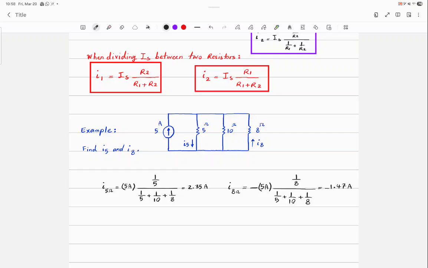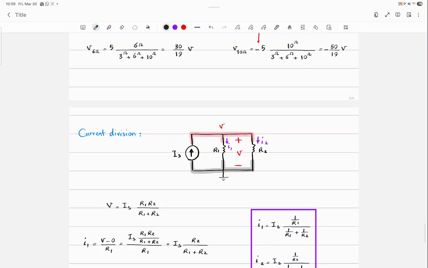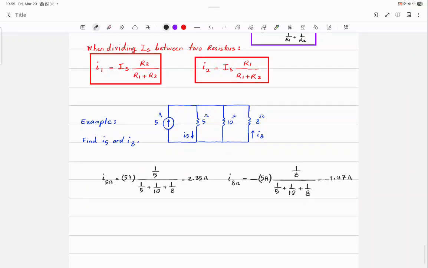Question? The reason I8 is negative is because it's pushing through the negative current based on the diagram from the previous one, where there is the plus and the minus. I'm trying to tell you something so that you don't confuse it with other conventions.